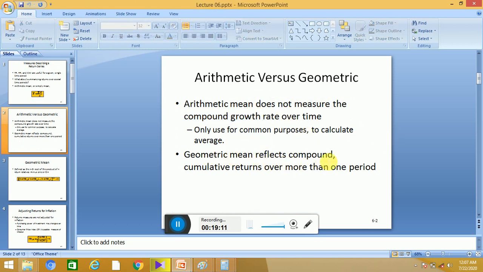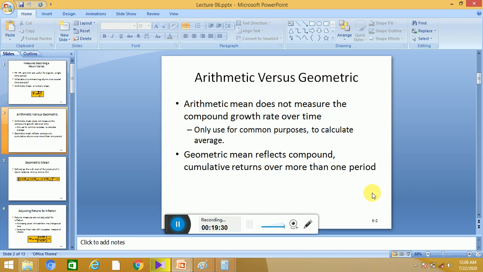Geometric mean reflects compound cumulative returns over more than one period. Geometric mean is measuring the compound growth for n periods, for more than one period.